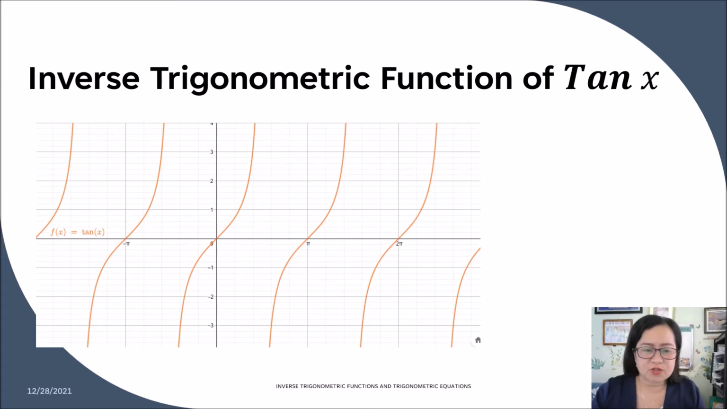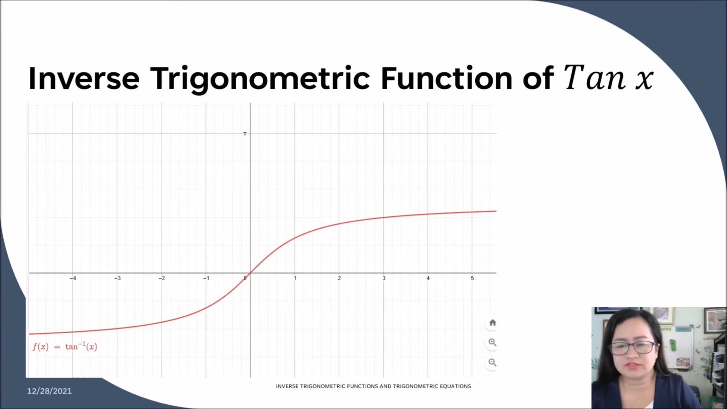Considering the closed interval from negative pi over 2 to positive pi over 2, we can already see that if we draw a horizontal line over the graph at this interval, there will always be 1 point of intersection. Therefore, we can say that its inverse does exist.